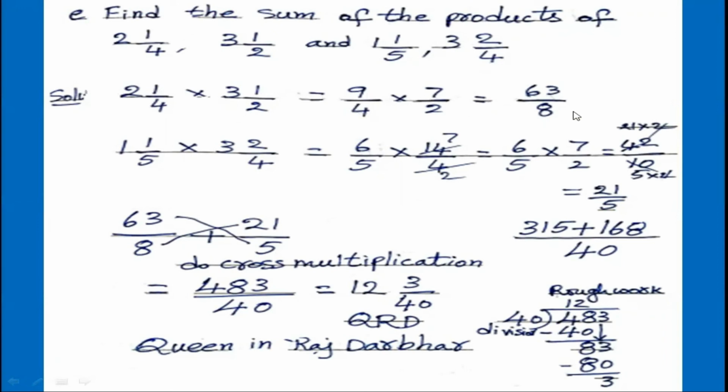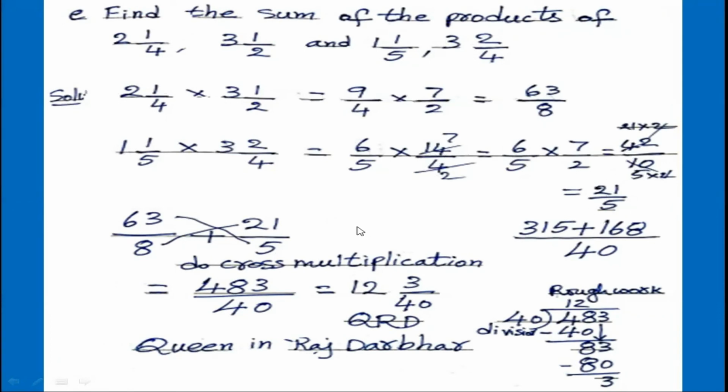Second step. 1 1 by 5 into 3 2 by 4 is equal to 6 by 5 into 14 by 4, that is equal to 6 by 5 into 7 by 2, that is equal to 42 by 10. If we simplify 42 by 10, we will get 21 by 5.